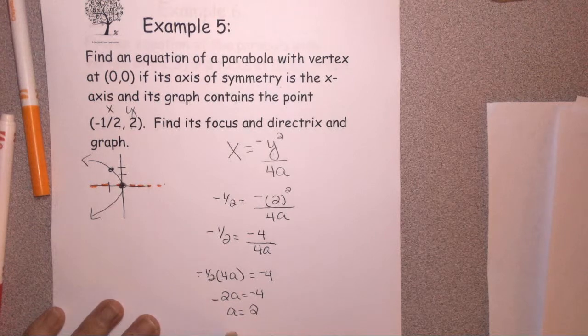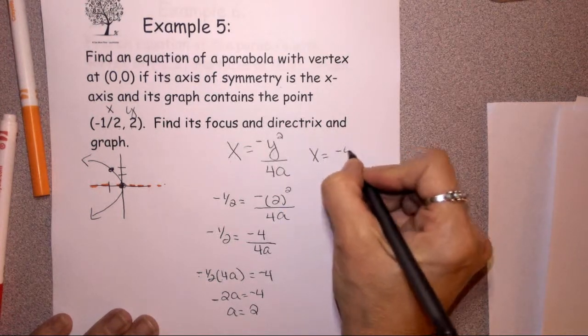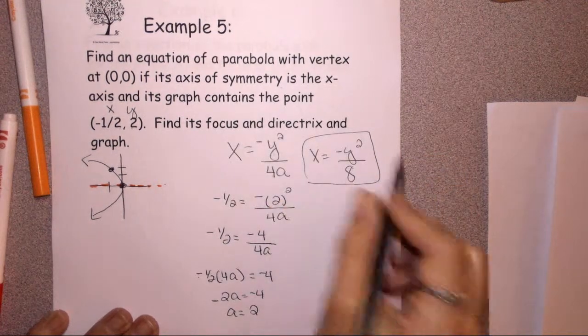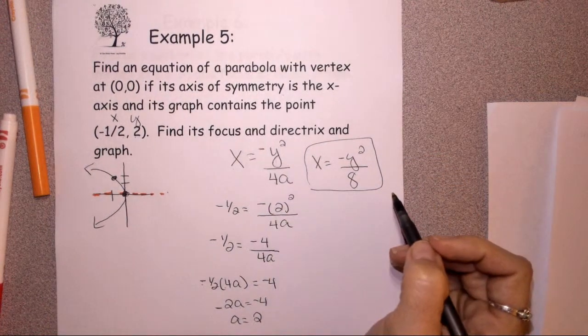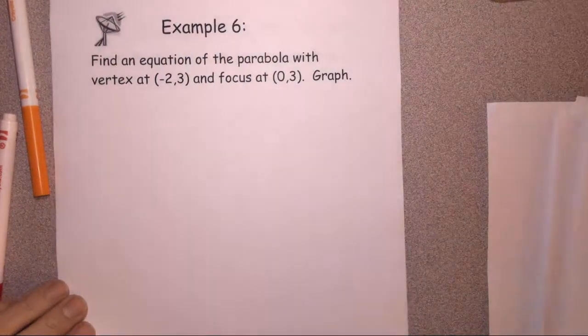Okay, now that I know that A is equal to 2, I'm simply going to plug it in right here. So x equals negative y squared over 4 times 2 is 8. Those are a little bit harder. You won't have a lot of those to do, but you do need to understand and be able to do them. All right, last example.